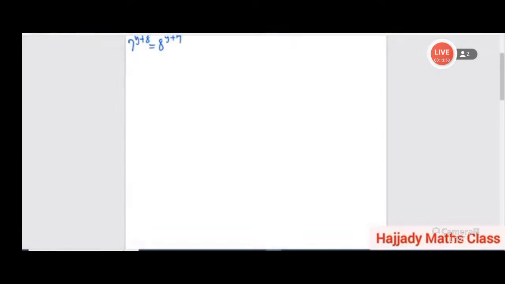Today we shall be solving this question, which is 7 raised to power y plus 8 equals 8 raised to power y plus 7. Don't forget, this is an Olympiad question.